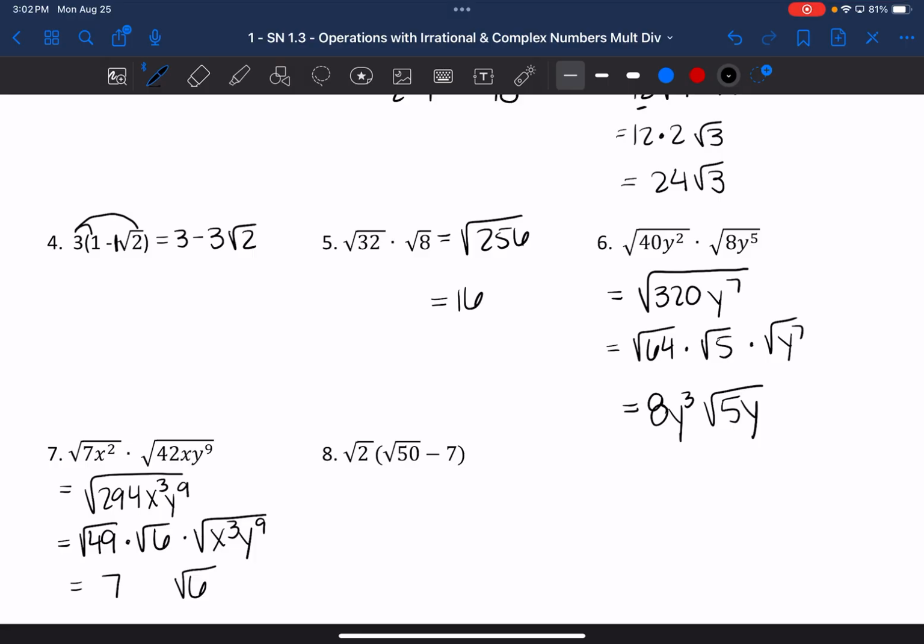Okay. What did we do about the x cubed and the y to the 9th? Okay, so it's 7x. So we put what on the outside? Just x, right? X, and then y to the power 4.